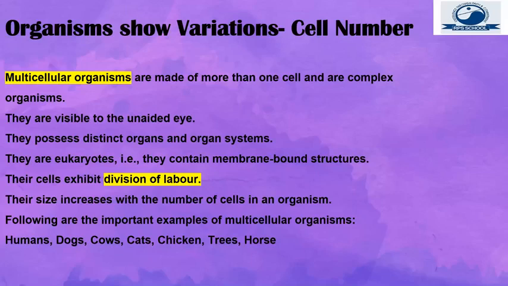Multicellular organisms are eukaryotes, that is, they contain membrane-bound structures. These organisms exhibit division of labor. Their size increases with the number of cells in an organism. Following are the important examples of multicellular organisms. Humans, dogs, cows, cats, chicken, trees, horse, etc. are the examples of multicellular organisms.